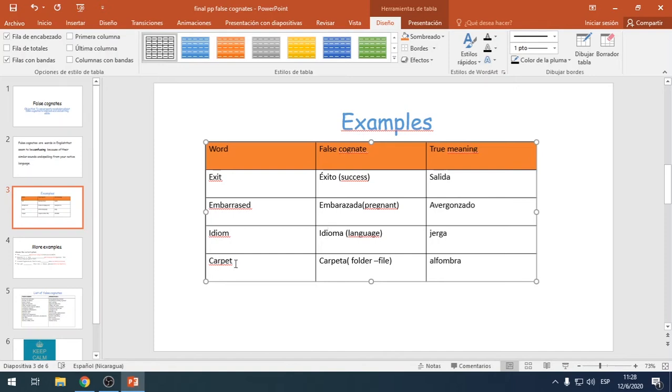So the next example of a false cognate, look at the word carpet. When you hear the word carpet, you confuse it, thinking, oh, carpet's carpeta. And that's a false cognate. The real meaning of carpet is alfombra. How do you say carpeta in English? You say folder or file. That's why they are false cognates. False cognates are words that tend to be confusing because of their similar meaning in Spanish. Those are simple examples of words that we confuse.